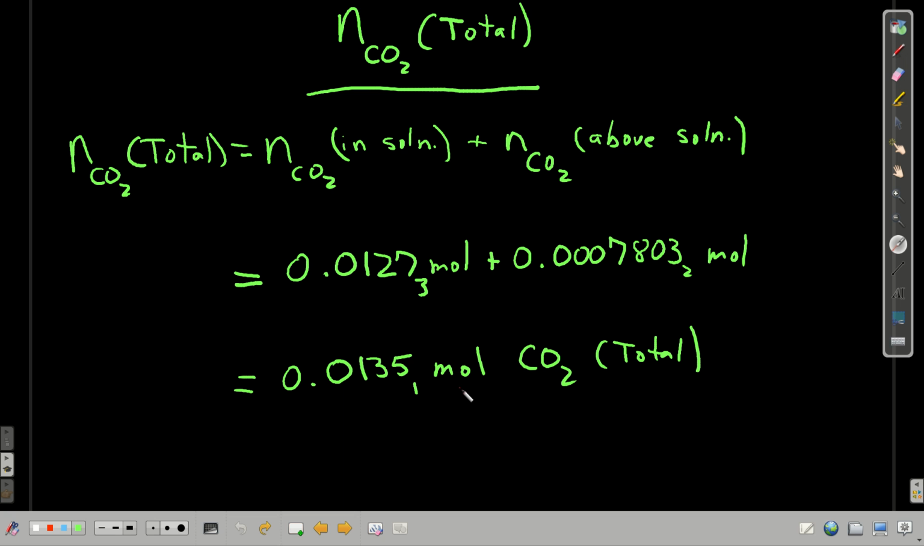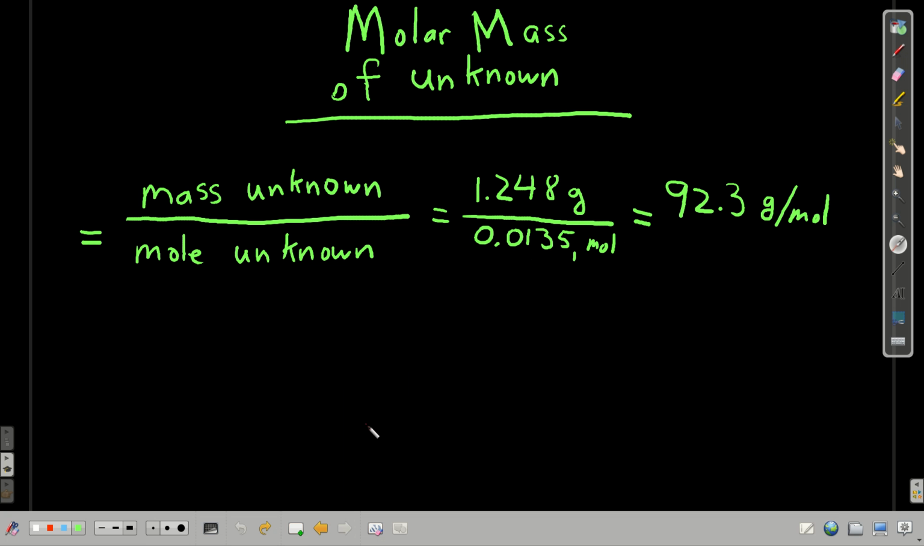Now the total moles of carbon dioxide is just the moles of carbon dioxide that stayed dissolved in solution, plus the moles of carbon dioxide that were in the gas phase above the solution. We got those numbers. Actually, this is above solution right here. This is what stayed in solution right here. When we add them up, I get this many moles of carbon dioxide total that were given off in this reaction with my numbers that I made up.